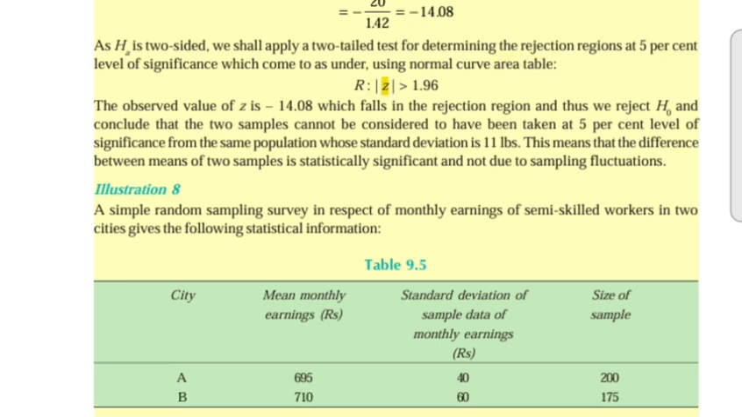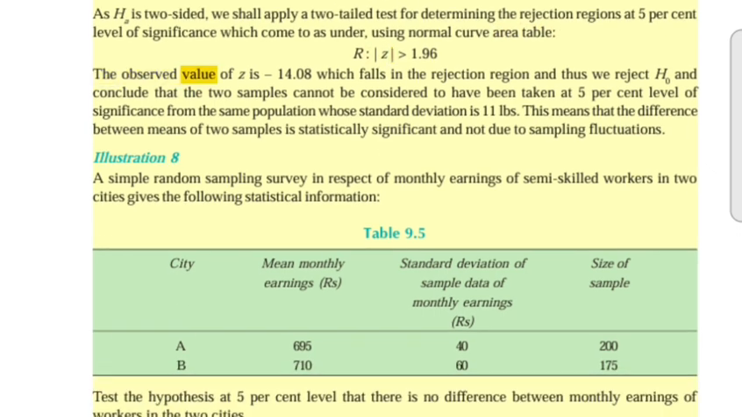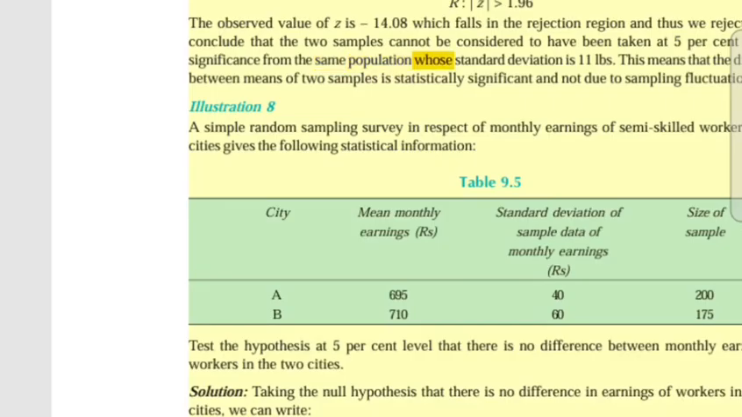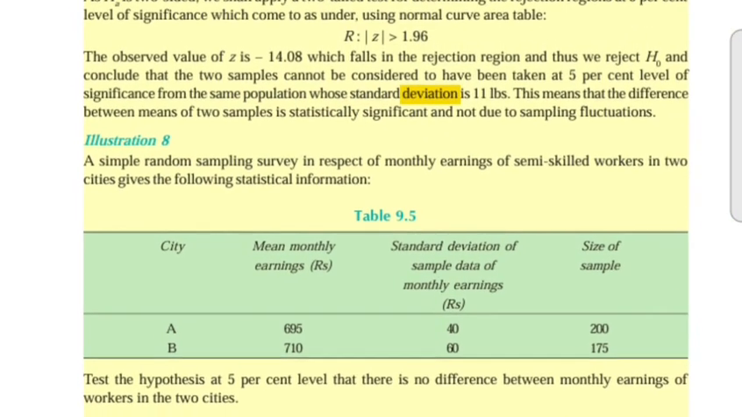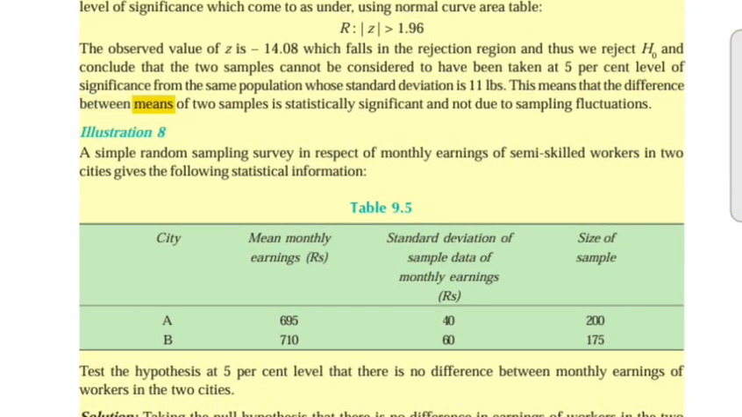R: |Z| greater than 1.96. The observed value of Z is 14.08 which falls in the rejection region and thus we reject H0 and conclude that the two samples cannot be considered to have been taken at 5% level of significance from the same population whose standard deviation is 11 pounds. This means that the difference between means of two samples is statistically significant and not due to sampling fluctuations.